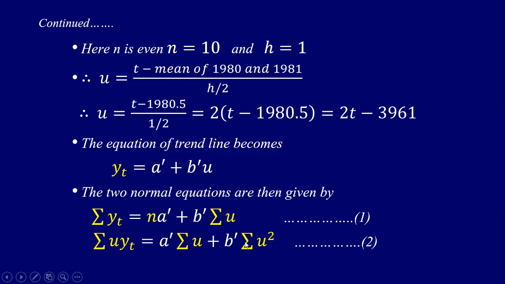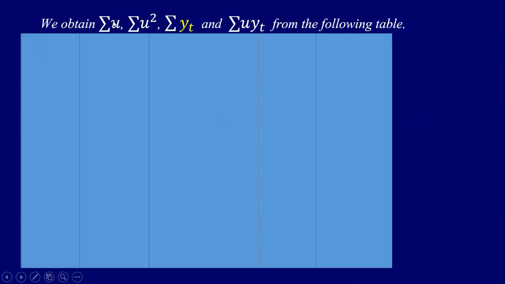Where there is summation, we have to prepare a column for that value. Here summation u yt is there, so we have to prepare a column for u yt. Okay, so let us prepare that table. We obtain summation u square, summation yt, and summation u yt from the following table.